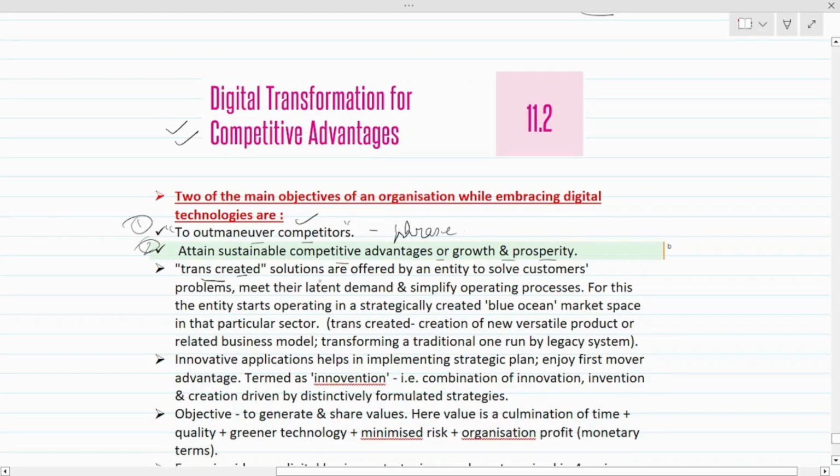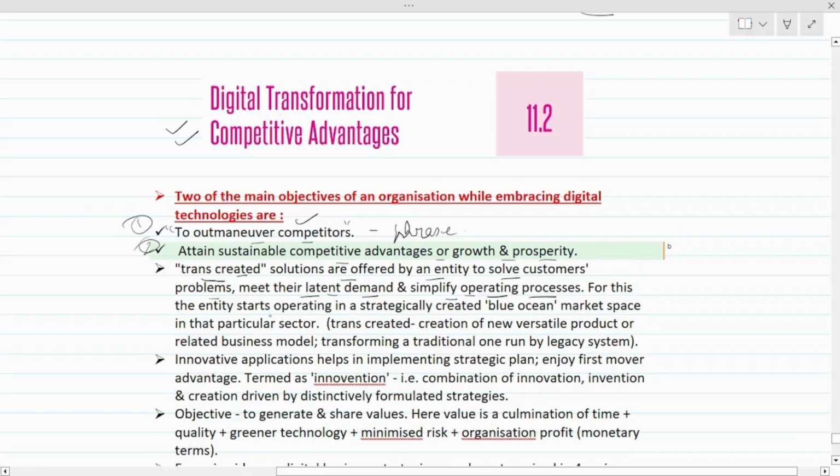I'll just reiterate that. Trans-created solutions are offered by an entity to solve customers' problems, meet their latent demand, and simplify operating processes. Latent means something which is very dormant or inactive, right? So certain demands which no one else is catering to, or other people know that this is a demand, but no one is addressing it, so no one talks about it. So basically to meet the latent demand, to solve the customer problems and simplify operating processes. So that's why you need trans-created solutions.